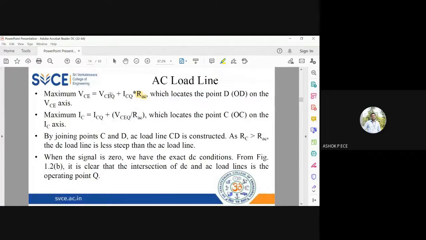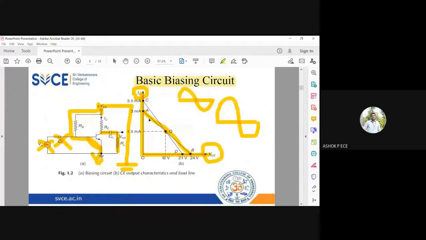See, all the suffix Q indicates your Q point. Okay, so you got the points C and D. See the diagram. You got the points C and D. C is slightly above A and D is slightly below B. And join CD. And what one unique thing you will find, both these will intersect at the same Q point. Your DC load line and your AC load line will intersect at the same Q point.